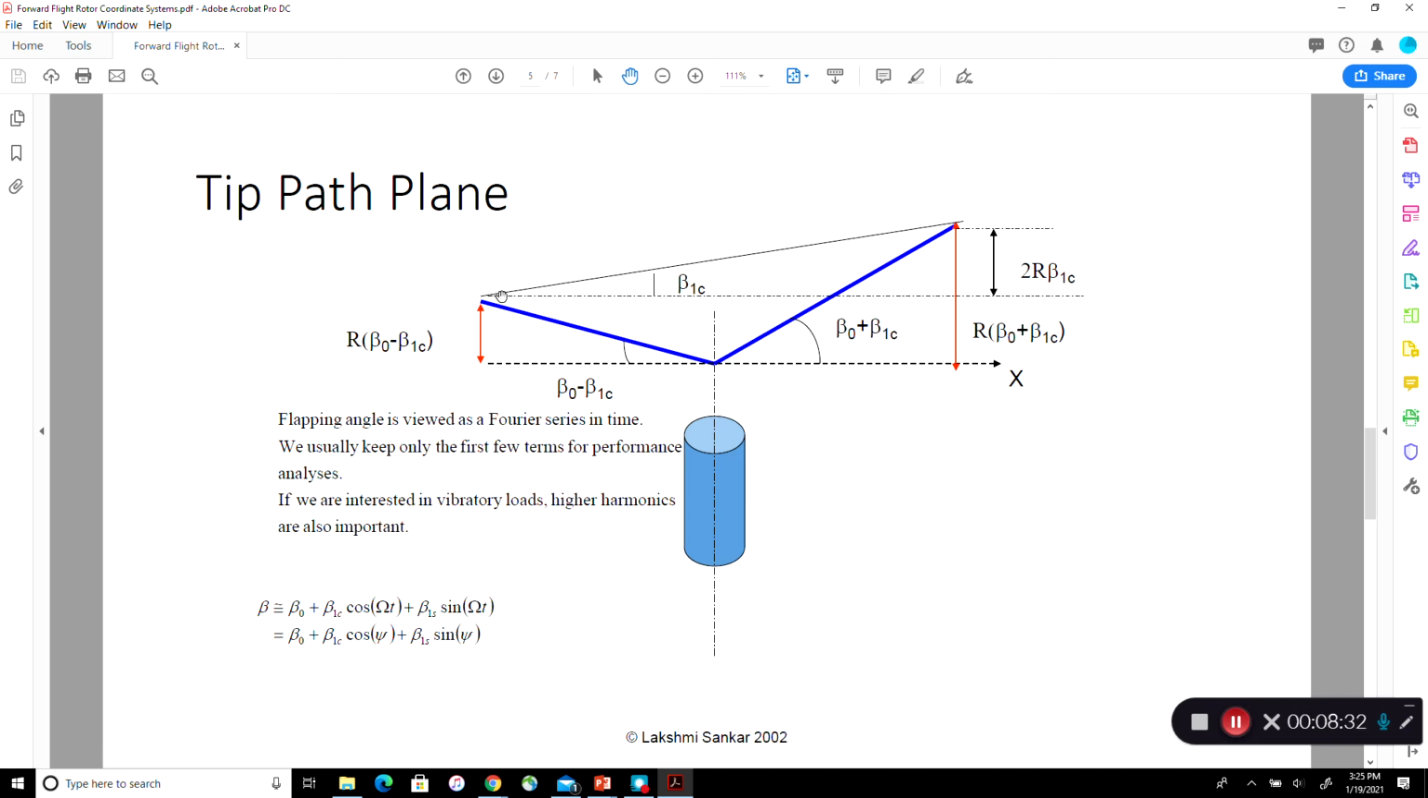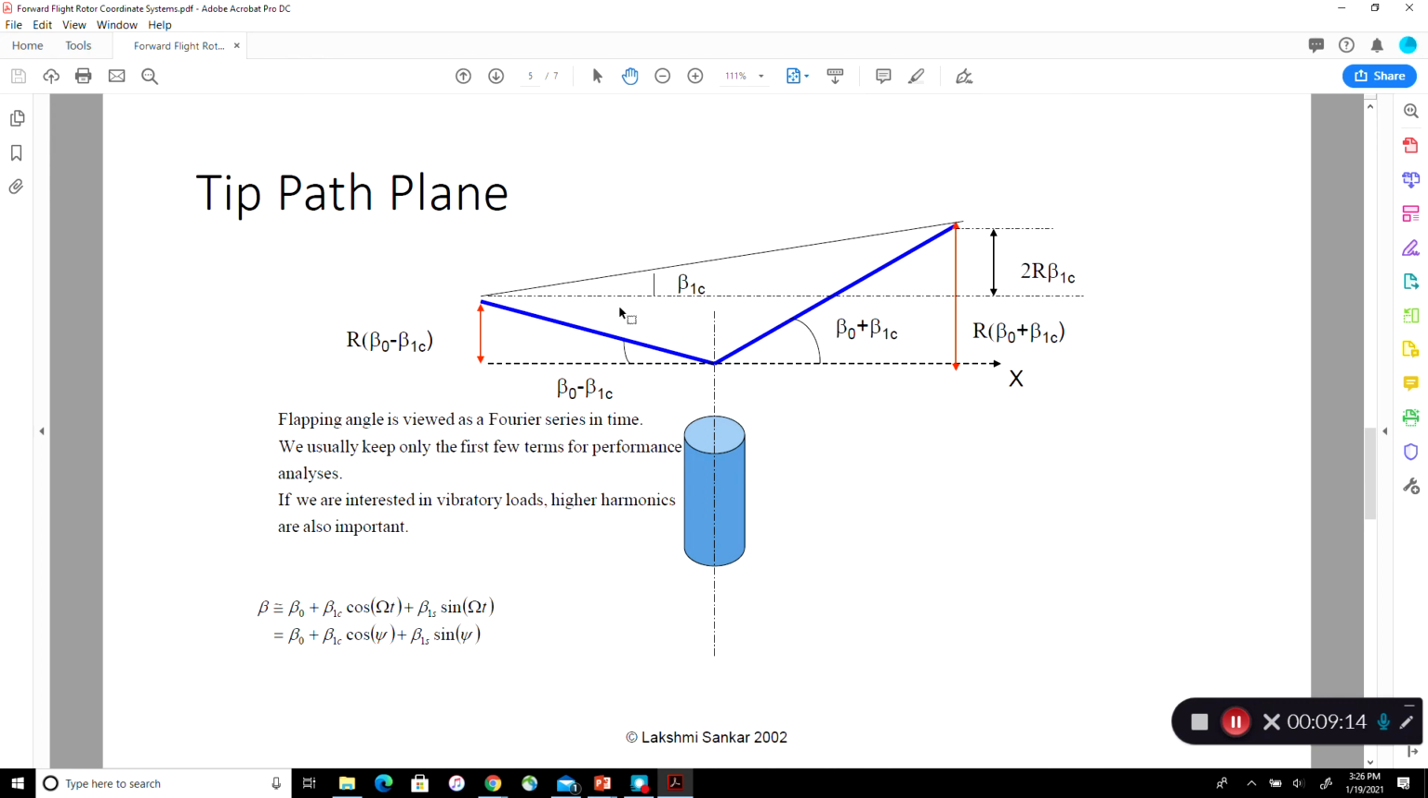Now this is our original shaft plane. In the shaft plane, this distance is still approximately r. This is r. So this is like a 2r. So the diameter of the rotor is 2r. If this height is 2r times beta 1c, then it follows that this angle should be beta 1c, because tangent of beta 1c is roughly beta 1c. Tangent is opposite side by adjacent side. Opposite side is 2r times beta 1c. The adjacent side is approximately 2 times capital R. Therefore, this angle is beta 1c.